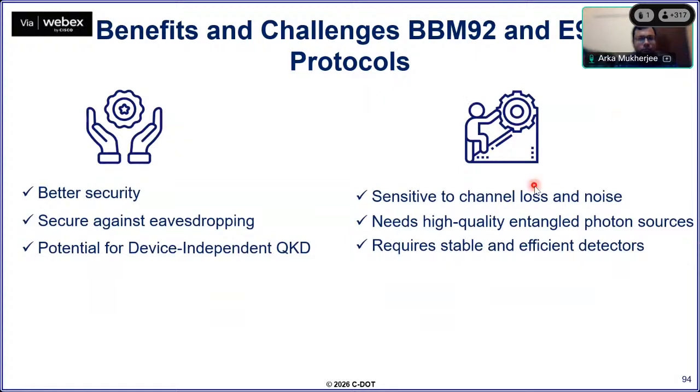So these are the benefits and challenges. We get better security, there is no chance of eavesdropping, and there is a concept called device independent QKD, where you do not need to trust any device. So this leads the path to device independent QKD. But the challenge is that it is sensitive to noise, like other protocols as well, and we need a good quality entangled photon source, and we need a stable and efficient detector, because the probability of matching is very less, so we need to detect as much as possible. So we need very efficient detectors, and most of the time SNSPD is used because it has a very high efficiency.